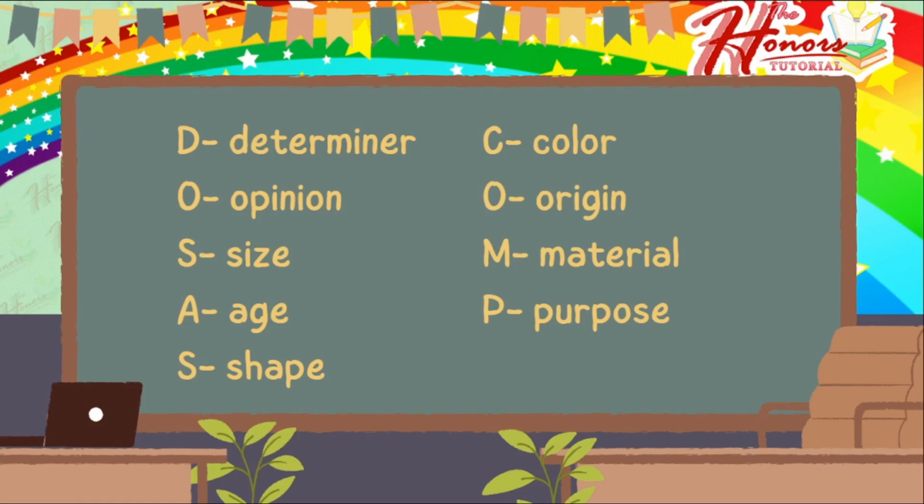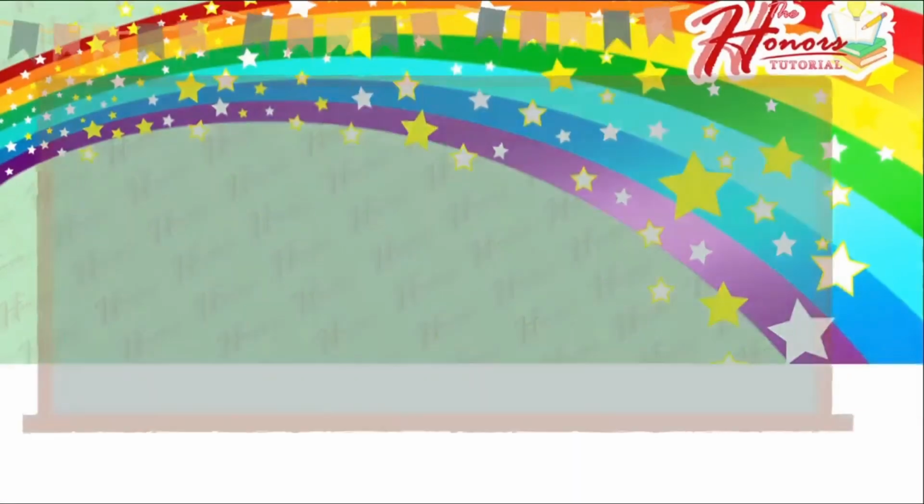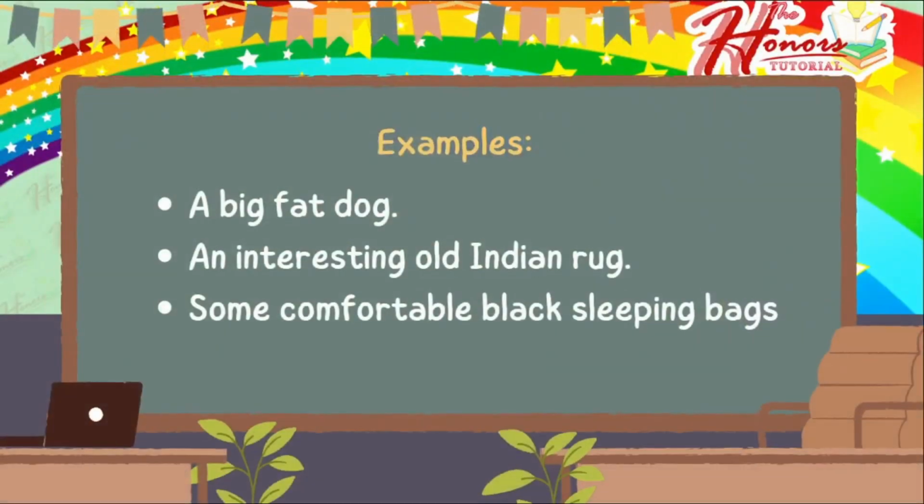Alright, so now let's take a look at the following sentences. The first one we have here is "a big fat dog." As you can see, it starts with a determiner. After that is the size, okay? And then after that is the shape, and then the noun that they are describing, which is the dog.